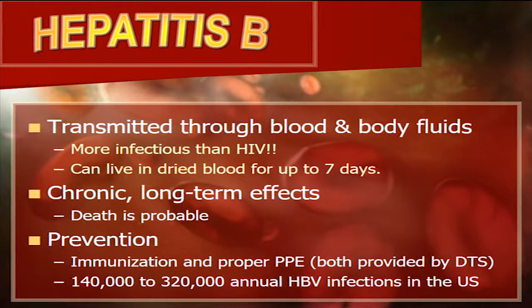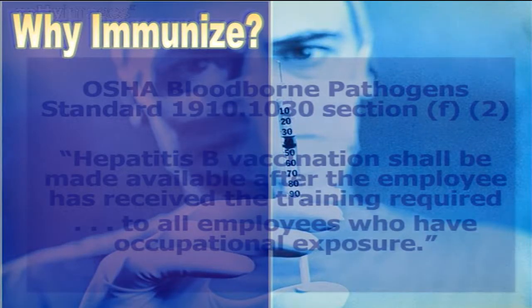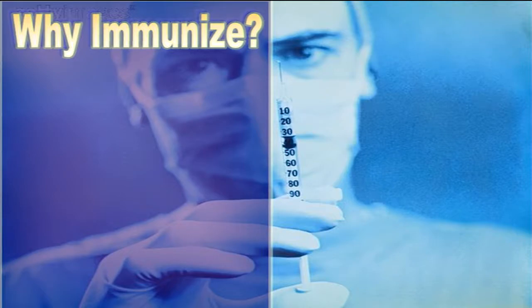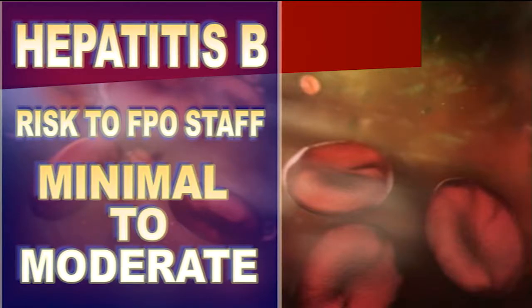because the results are so bad, DTS does provide hepatitis B inoculations free of charge for those that are working in those areas. So prevention, immunization, and proper PPE, both provided by DTS. 140 to 320,000 annually infected by hepatitis B. Why immunize? I just went too far. Come on, go back. Well, suffice it to say, you immunize because OSHA says so. That was basically what that slide said.